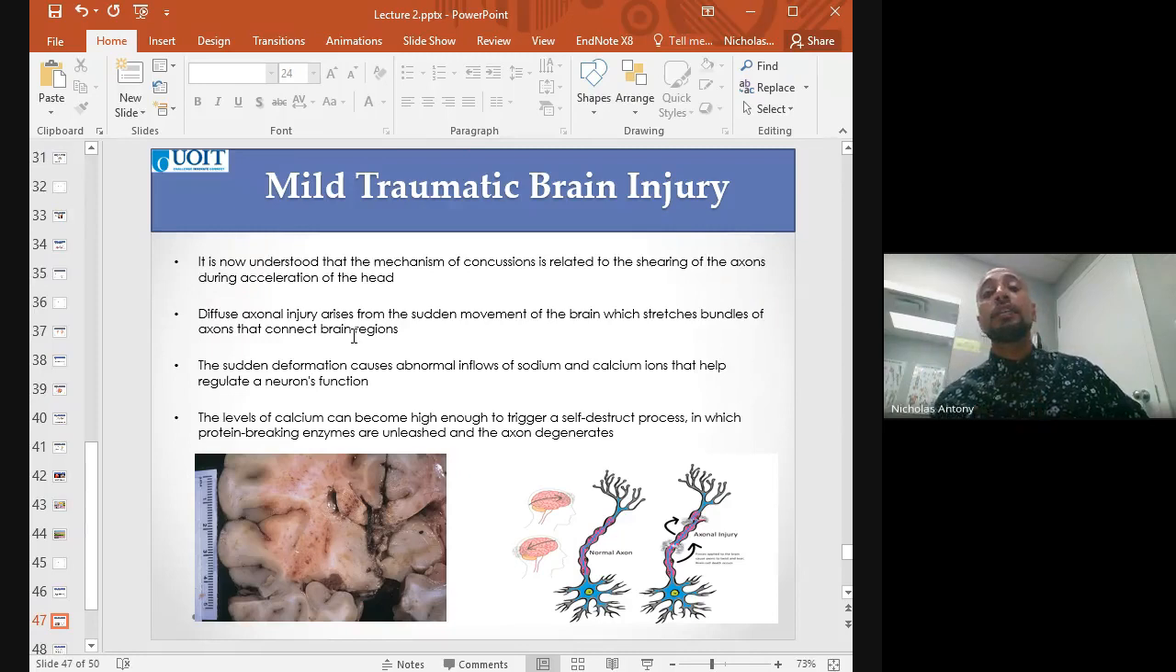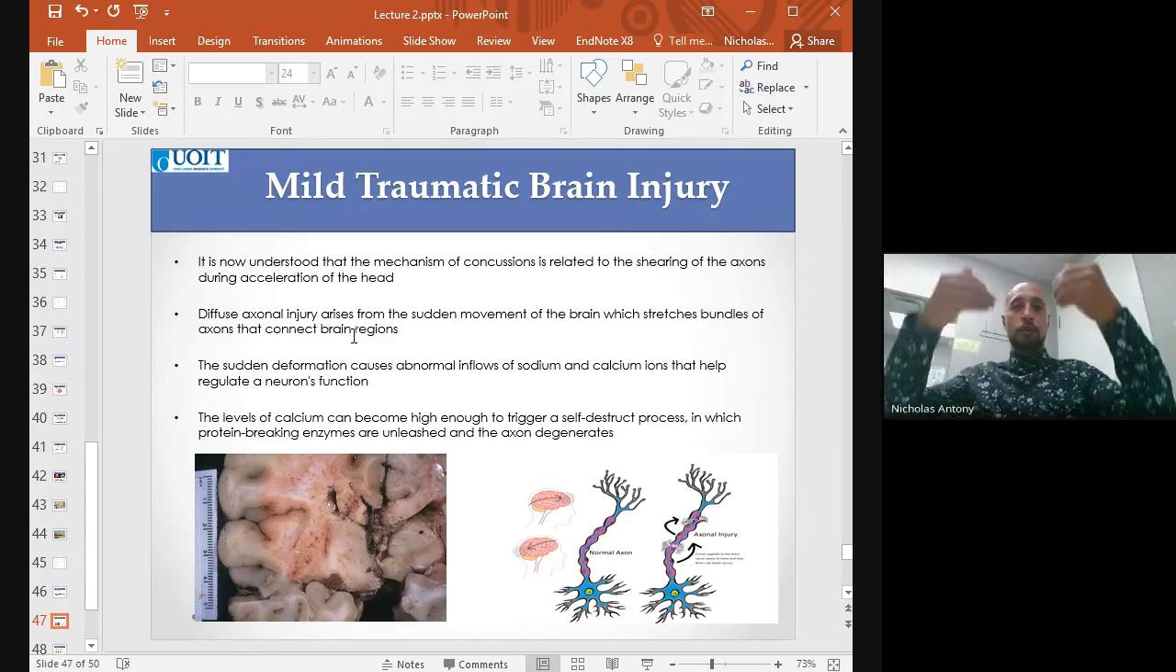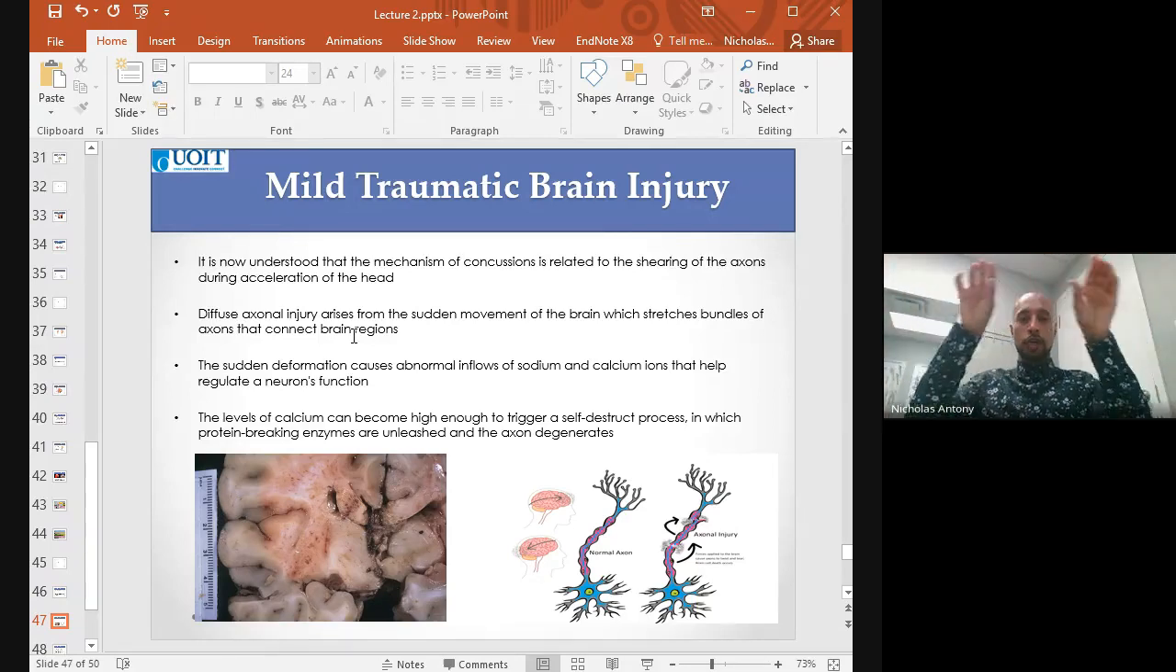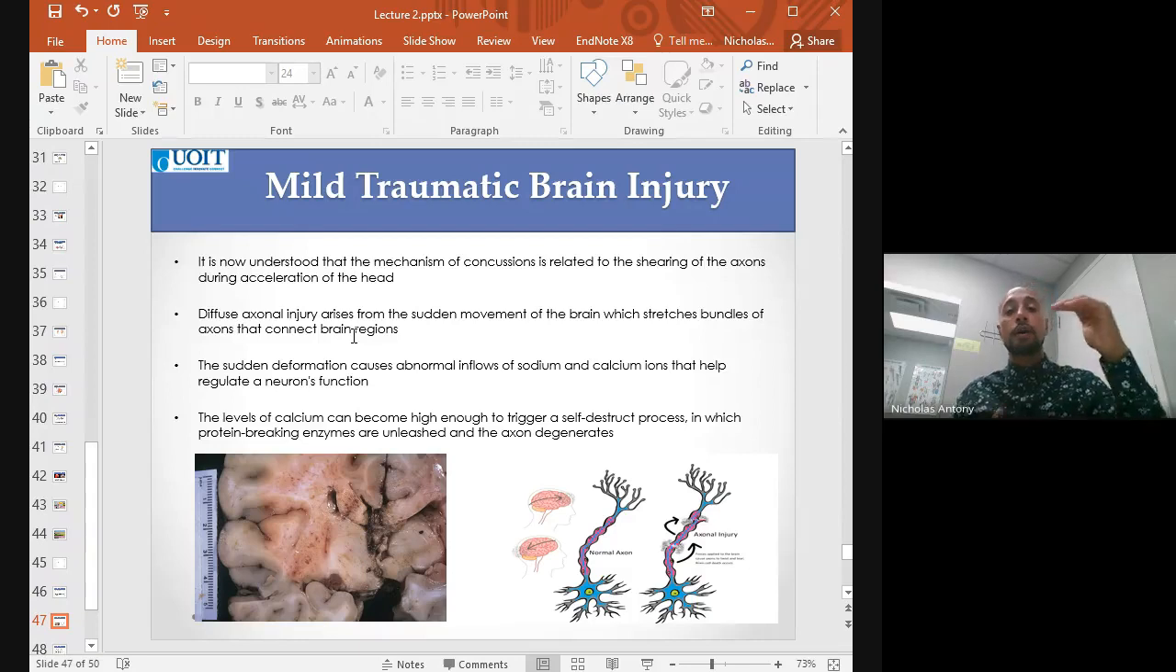So the mechanism, now that we understand what happens with a concussion, is that, do you guys remember how when you look at the cerebrum, there's the gray matter and then the white matter? You remember that? The cell bodies are located in the gray matter, and coming down, the white matter represents all of the axons of those neurons. The gray matter and the white matter, because they're different densities, accelerate at different speeds.